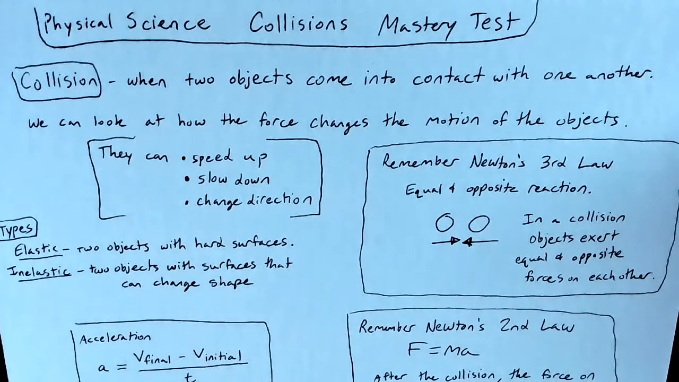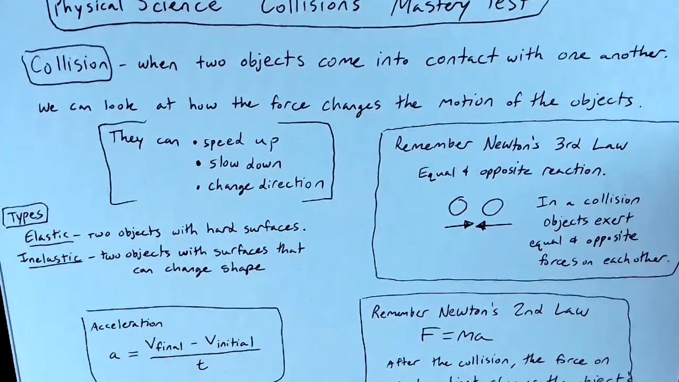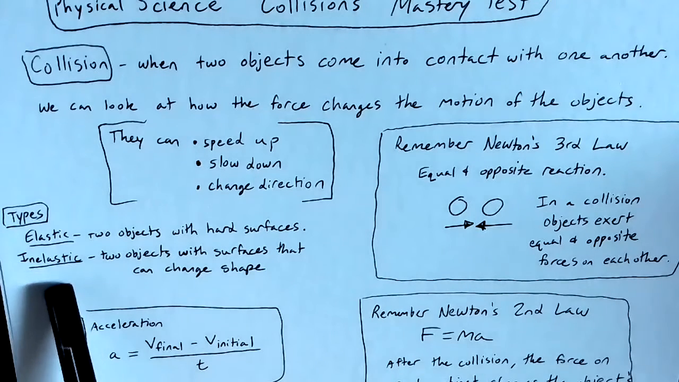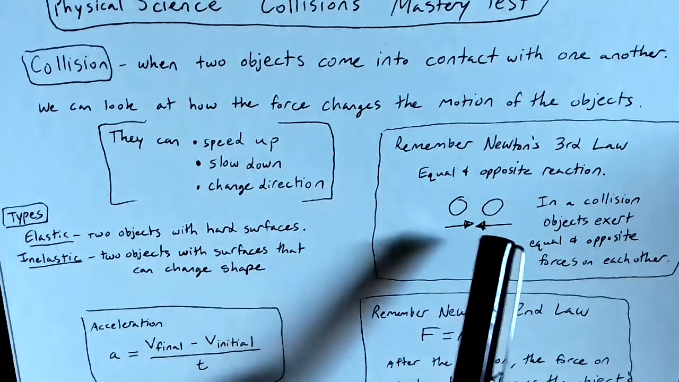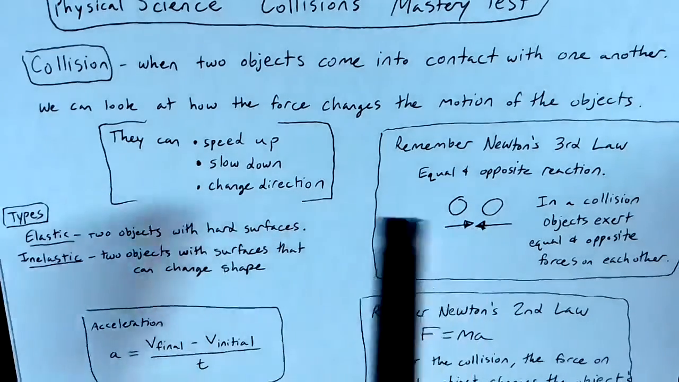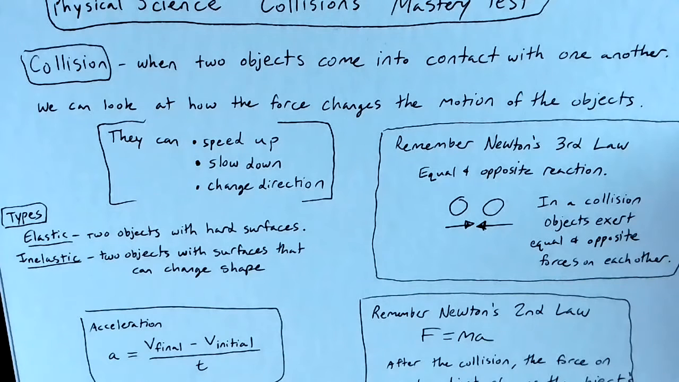Now, there are two types of collisions. We refer to them as elastic and inelastic, and in just means not elastic. So, what exactly does that mean? Elastic is referring to two objects with hard surfaces, and after the collision, their shape does not change. So, for example, two marbles, they're made of a hard substance, they hit each other, and then they bounce off. That is an elastic collision.